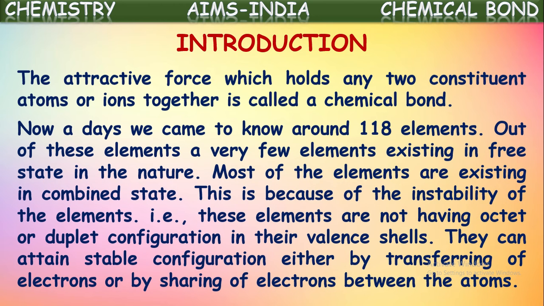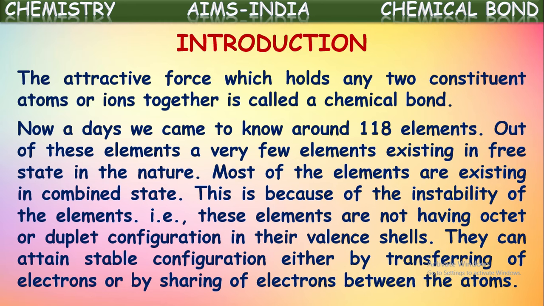Nowadays, we know around 118 elements, isn't it? Yes, our scientists have discovered so far around 118 elements. Out of these elements, a very few exist in the free state in nature. Most of the elements exist in the combined state. Very few exist in the free state and most of the remaining exist in the combined state.